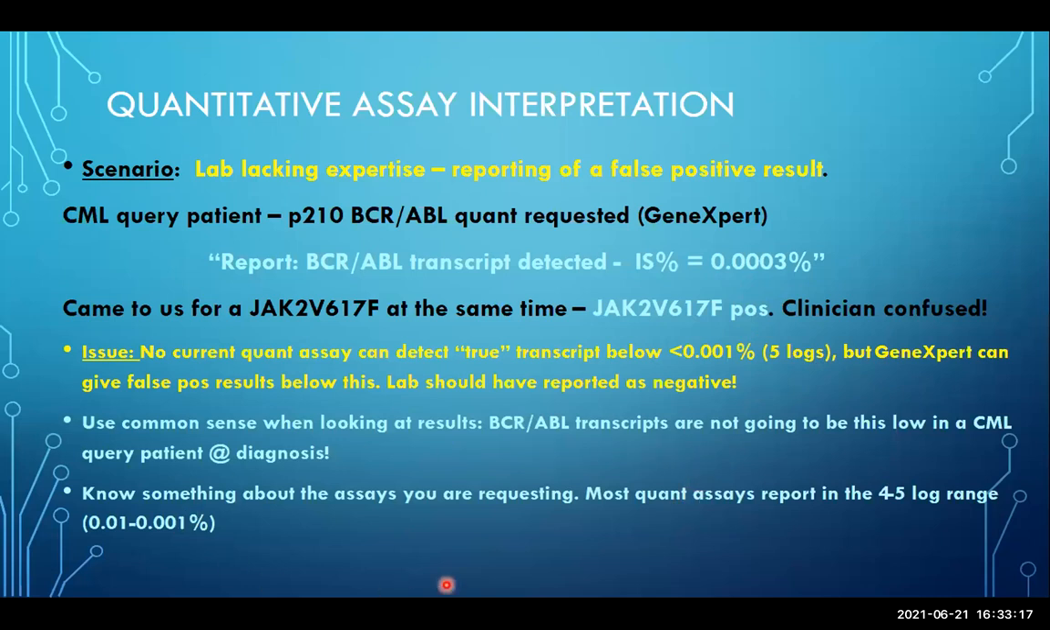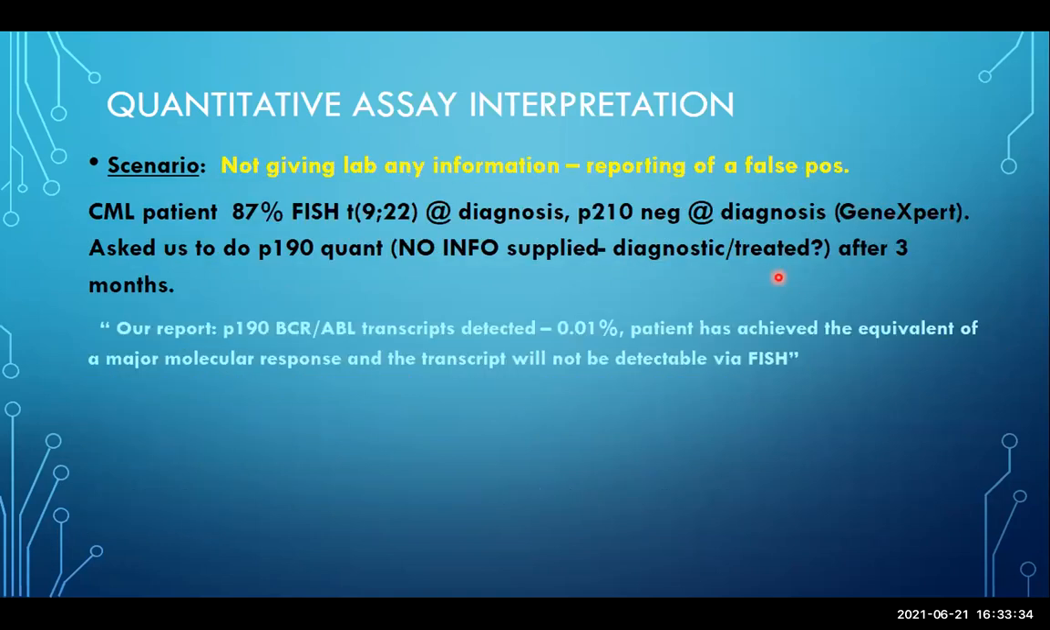So the take-home message from this is, know something about the assays you're requesting. And in this case, that most quant assays report in the 4 to 5 log range. And know that obviously at diagnosis, this is a nonsensical result. So this unfortunately was one that I got wrong. So I'll take some of the blame for this one.